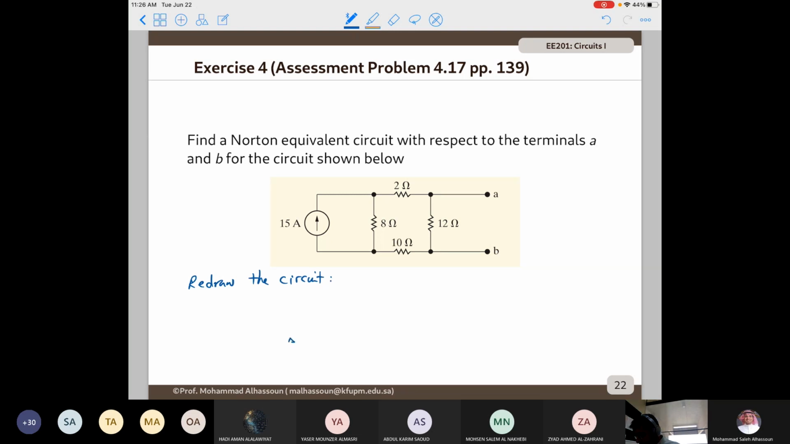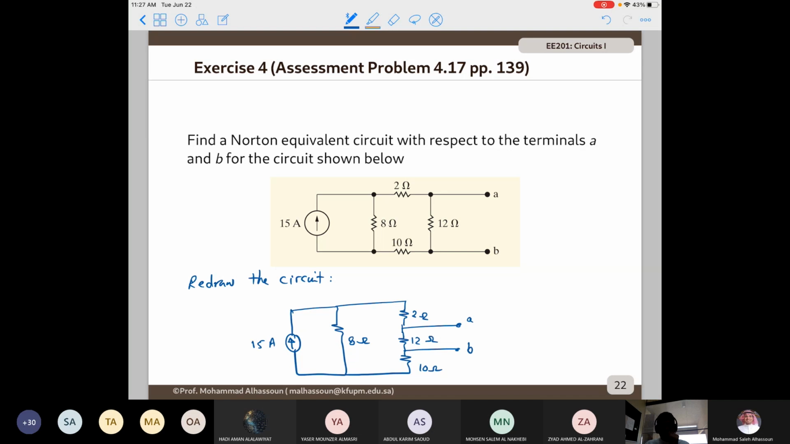So if I do that, okay, this one looks easier to solve.